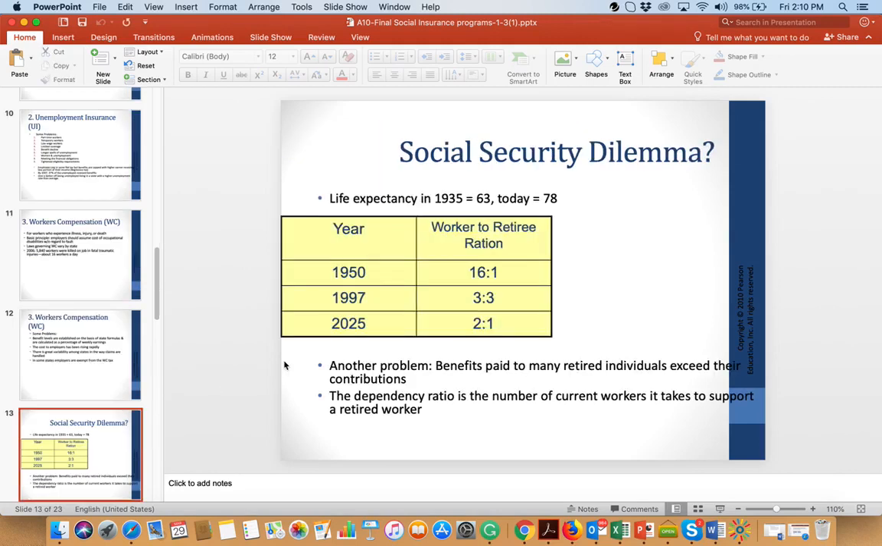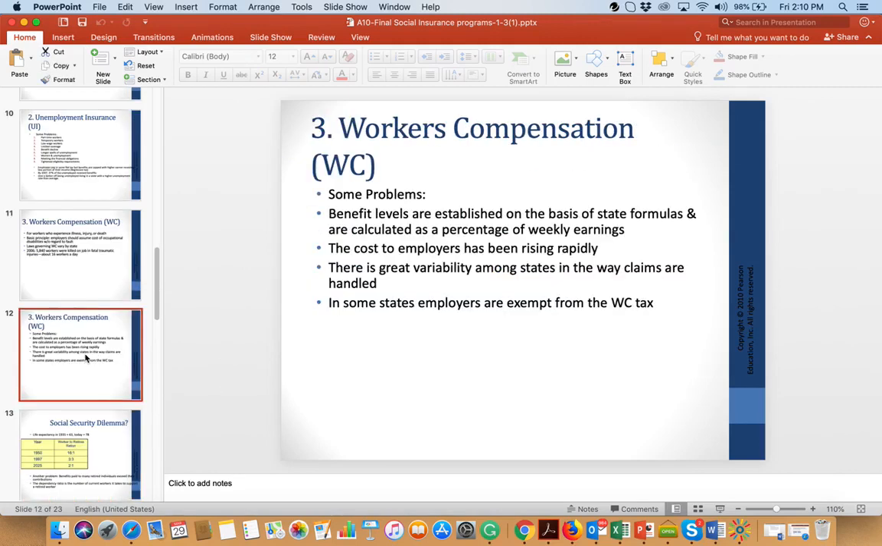So workers' compensation has some problems. One of the problems is that benefit levels are established on the basis of state formulas. So from state to state, they're different. The cost to employers has been rising. That's why employers and corporations do not like it. There's a great variability among states, and in some states, employers are exempt from workers' compensation.